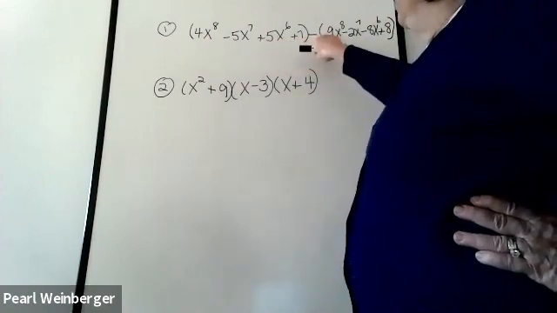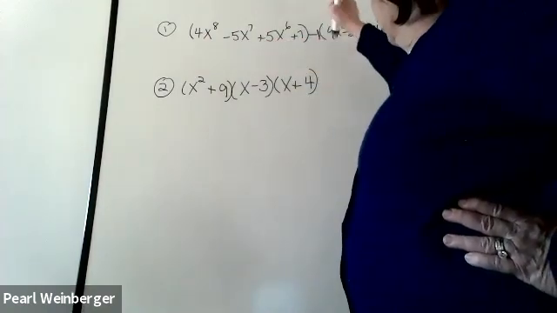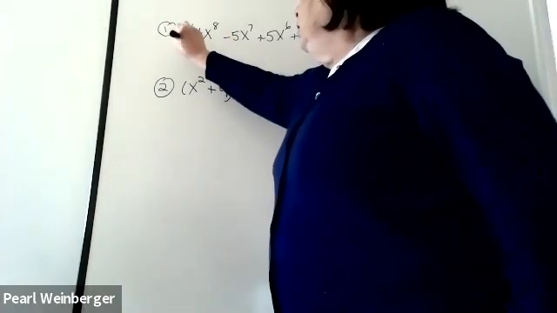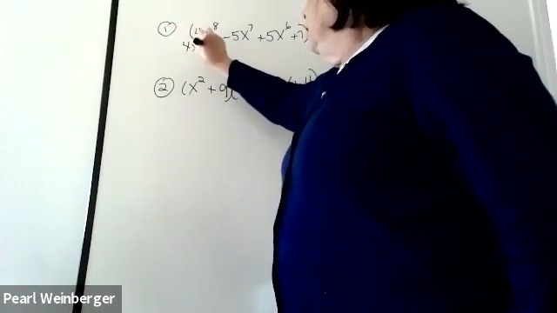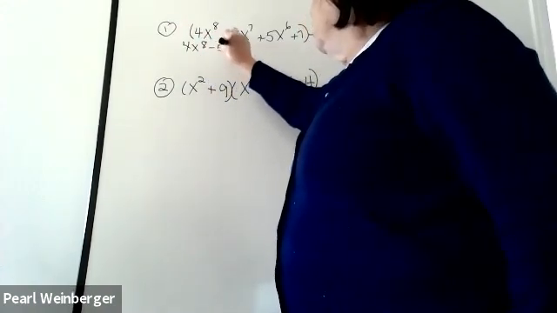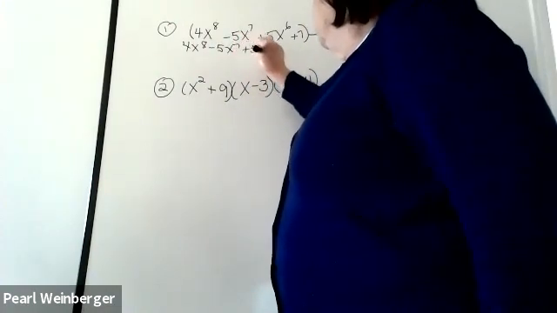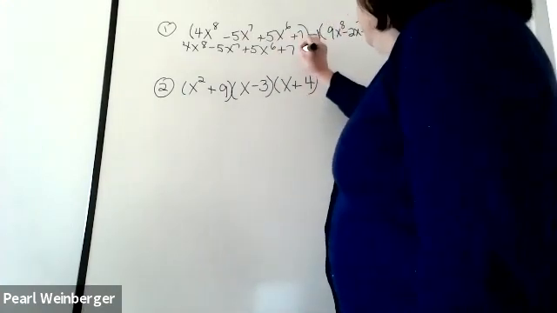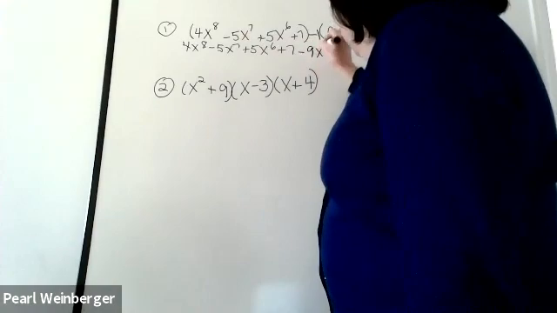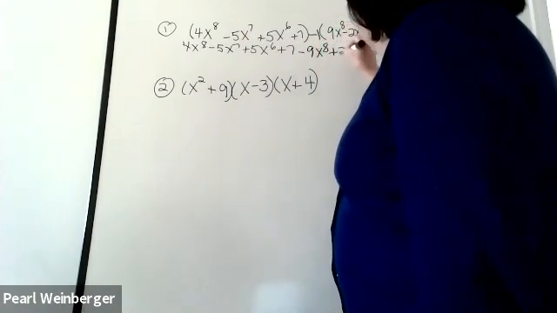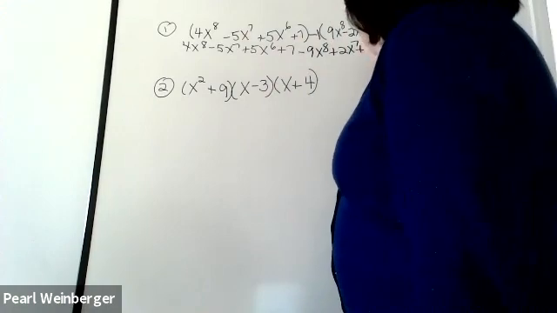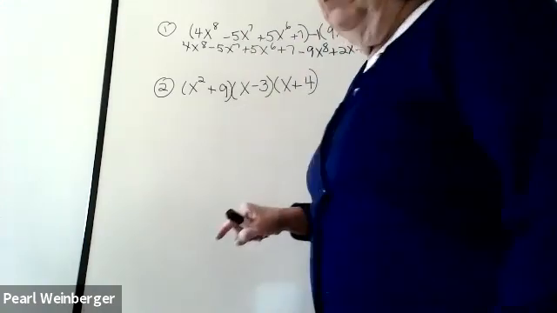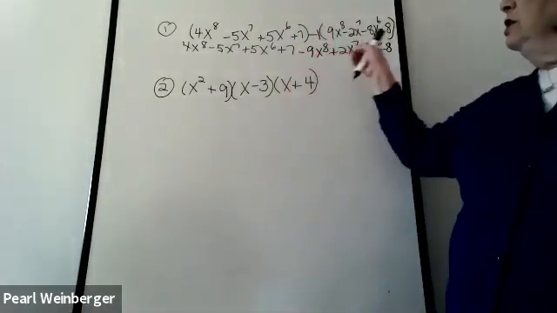Remember, when you have a minus in front of a parentheses, you're multiplying everything in your second parentheses by -1. So you're really going to get 4x^8 minus 5x^7 plus 5x^6 plus 7. Now we're multiplying each of these by -1: minus 9x to the 8th plus 2x to the 7th plus 8x to the 6th and minus 8. Remember, when you're multiplying by a -1, you're changing the signs.